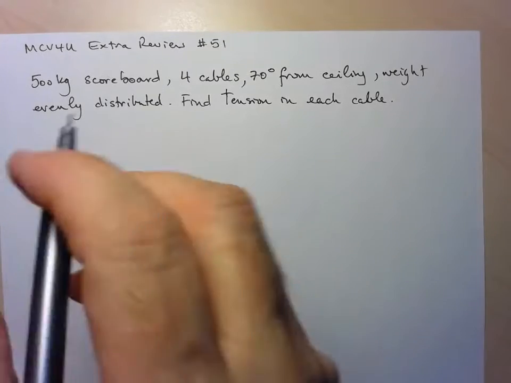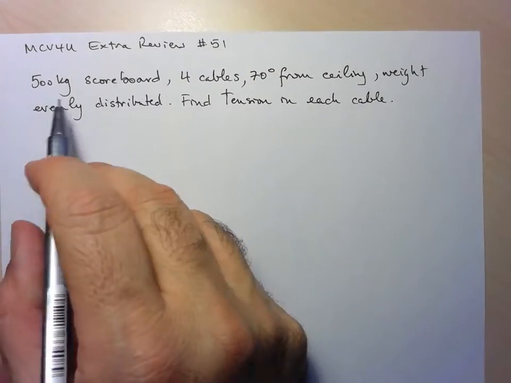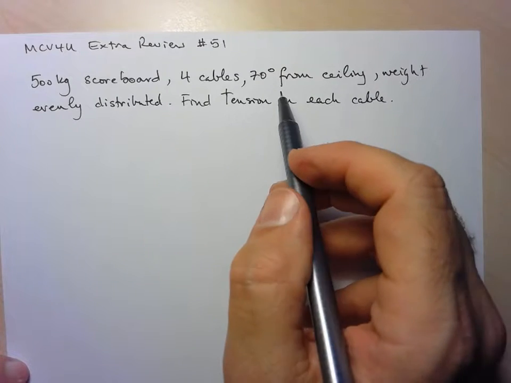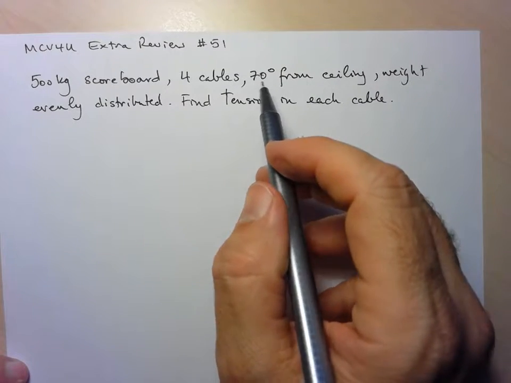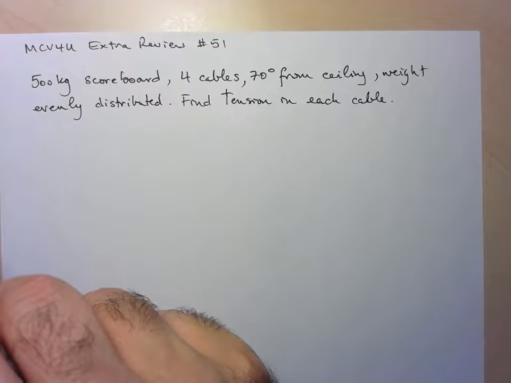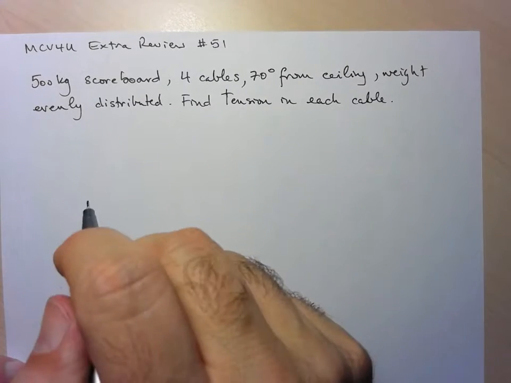So here, let's recap the problem. There's a 500 kilogram scoreboard which is being held up by 4 cables, each making an angle of 70 degrees with the ceiling. And they tell us that the weight is evenly distributed on the scoreboard, and they want us to find the tension in each cable.